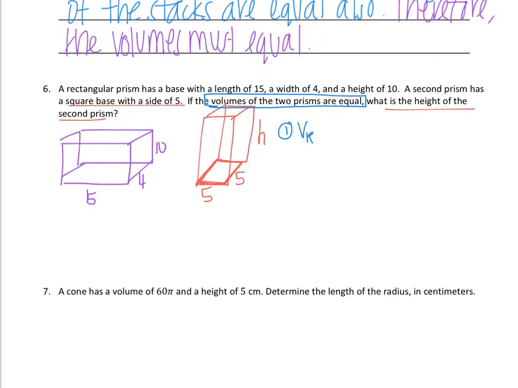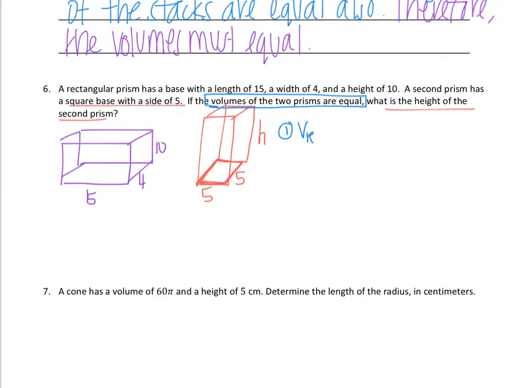Notice that I just wrote little v sub r. R for rectangular prism. You can call it whatever you want. You can say v sub 1, like v1. You could call it VRP, rectangular prism. I don't care what you call it. You get to call it whatever you want, as long as it makes sense to you, you're good.